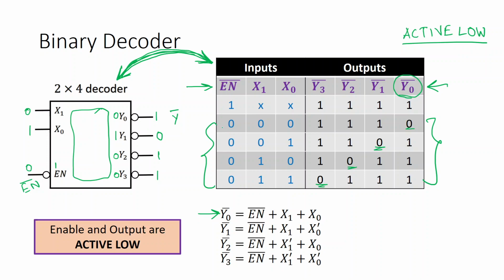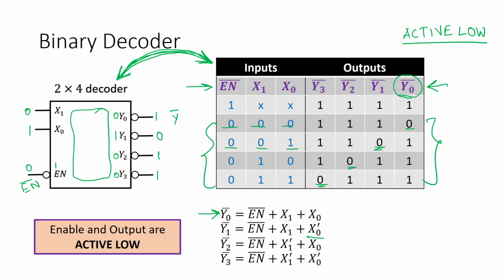So it would be en bar, since en bar is directly 0, x1 x0, en bar plus x1 plus x0. Y1 bar is again en bar, which is common always, plus x1 plus x0 bar, x0 complement, x0 dashed. Y2 bar is en bar plus x1 dashed plus x0. Y3 bar is en bar plus x1 dashed plus x0 dashed.